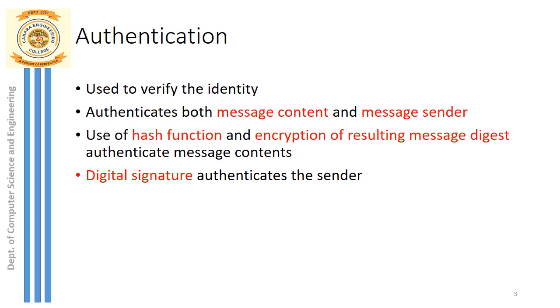Message authentication verifies the authenticity of both message content and the message sender. Message content is authenticated through implementation of a hash function and encryption of the resulting message digest. The sender's authenticity can be implemented by the use of digital signature. So here, for authentication of message content we use hash function, and for authenticating the sender, we use the technique called digital signature in network security.